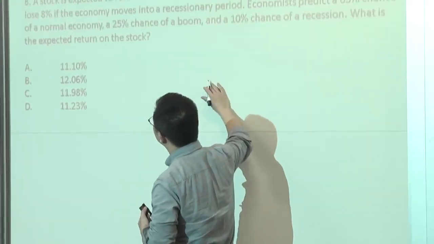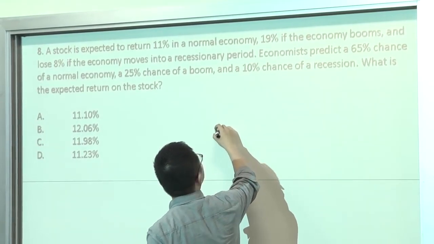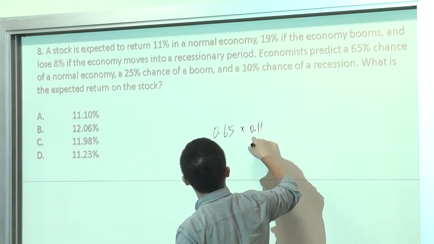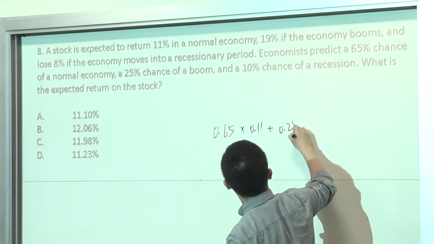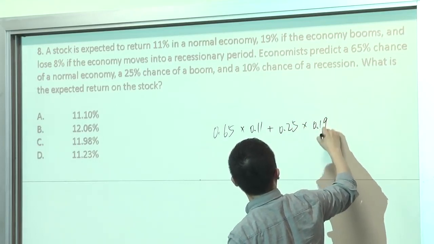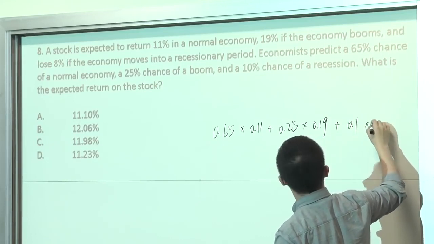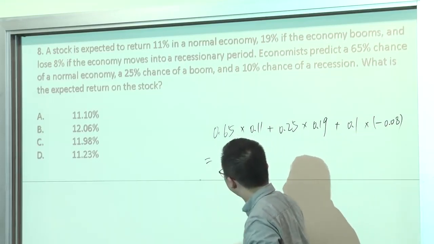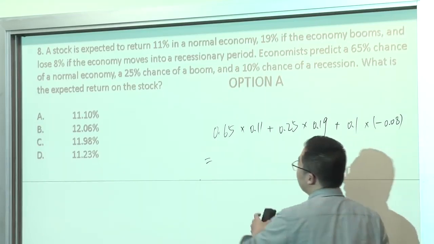So how to do this? The probability of a normal economy, 65%, multiplied by 11%, plus the chance of a boom, 25% multiplied by 19%, plus the probability of a recession multiplied by losing 8%, negative 8%. So what's the answer? I'm not going to calculate it. That's B, right? The calculation, that's B.